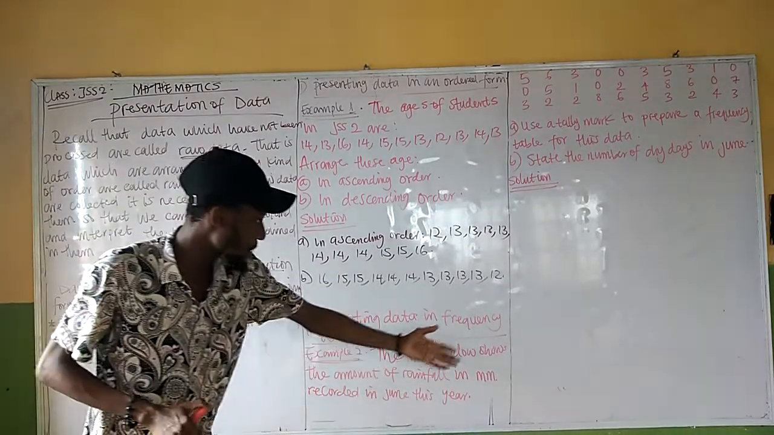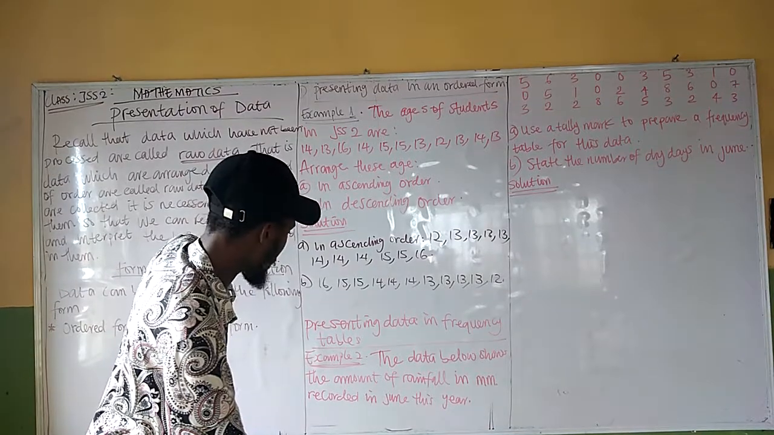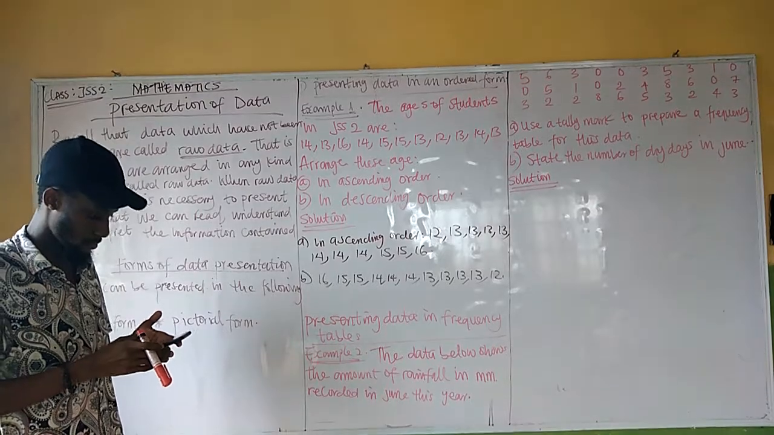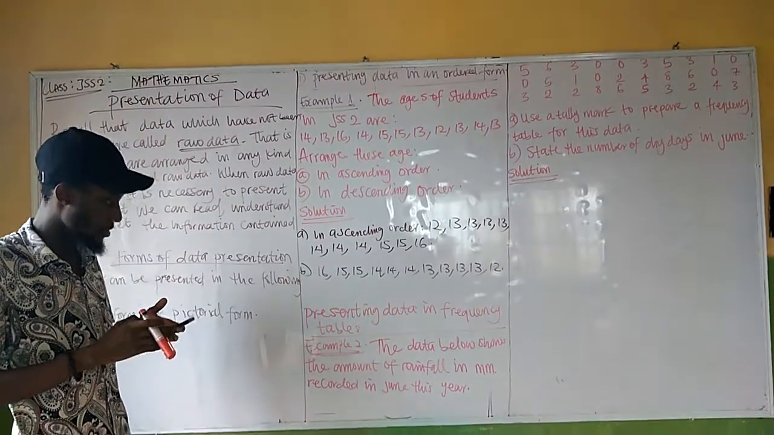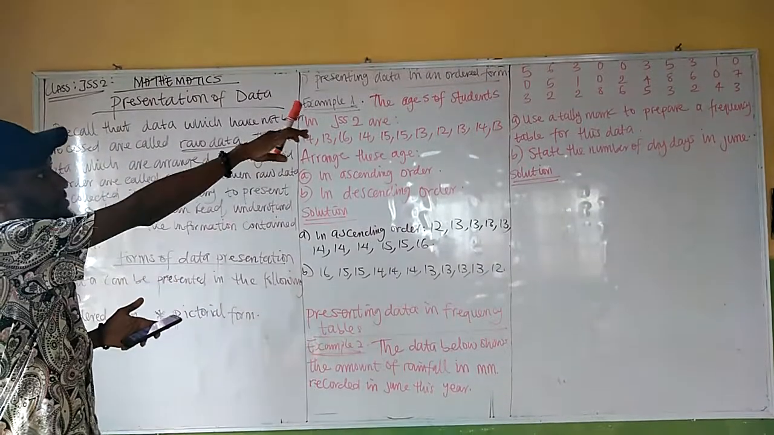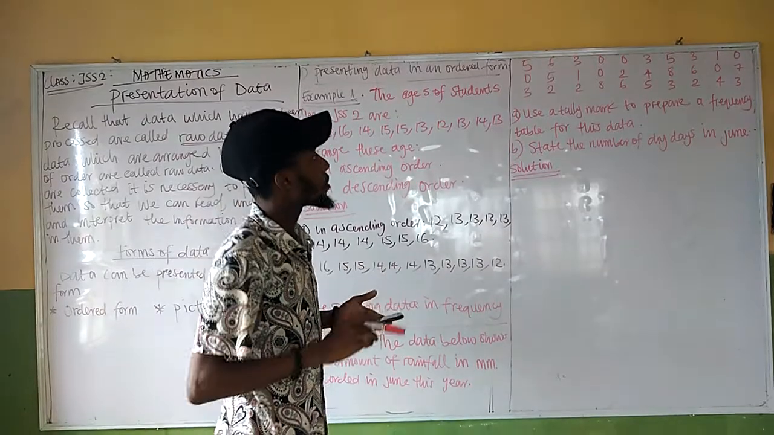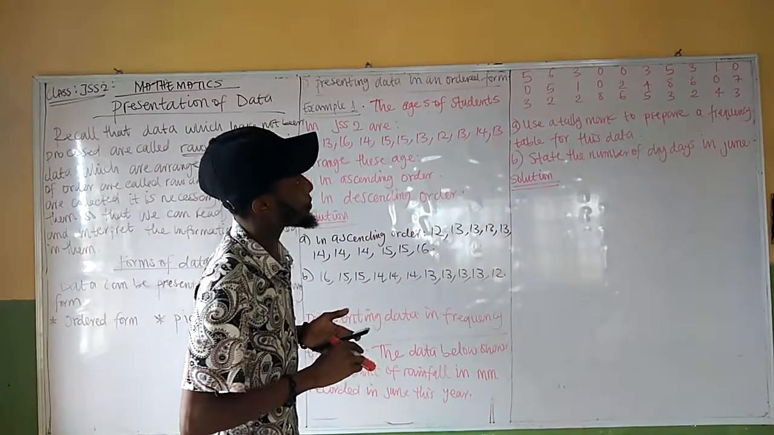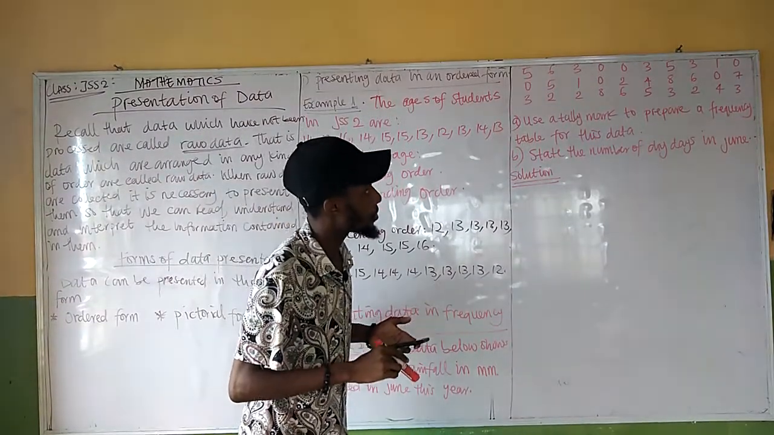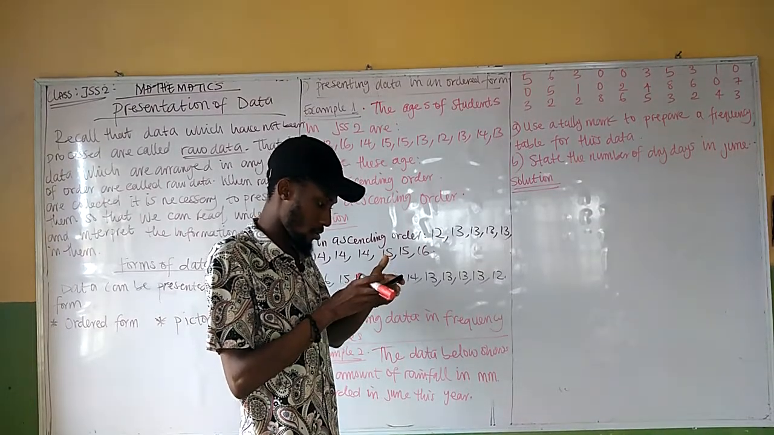Now we say the data below shows the amount of rainfall in millimeters recorded in June. That is the data you have there, and the question says we should use a tally mark to prepare a frequency table for this data. Then B says state the number of dry days in June. Then let me complete the question.